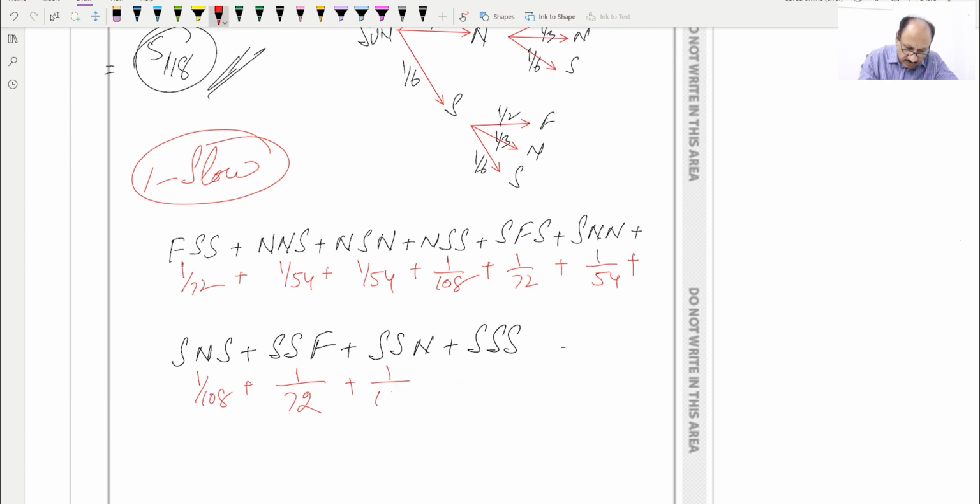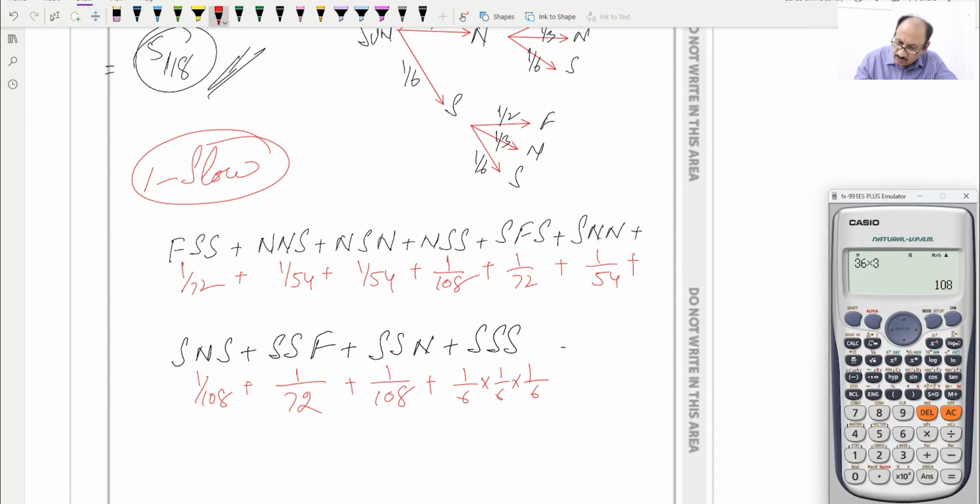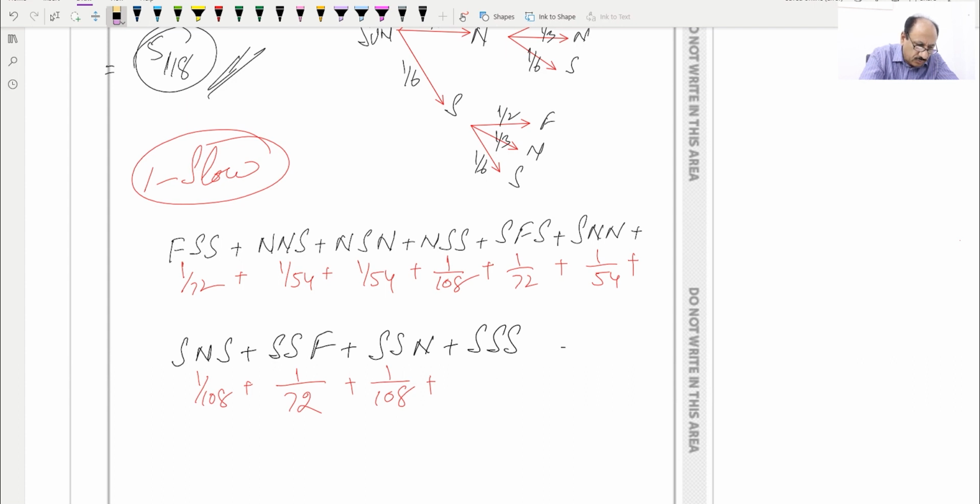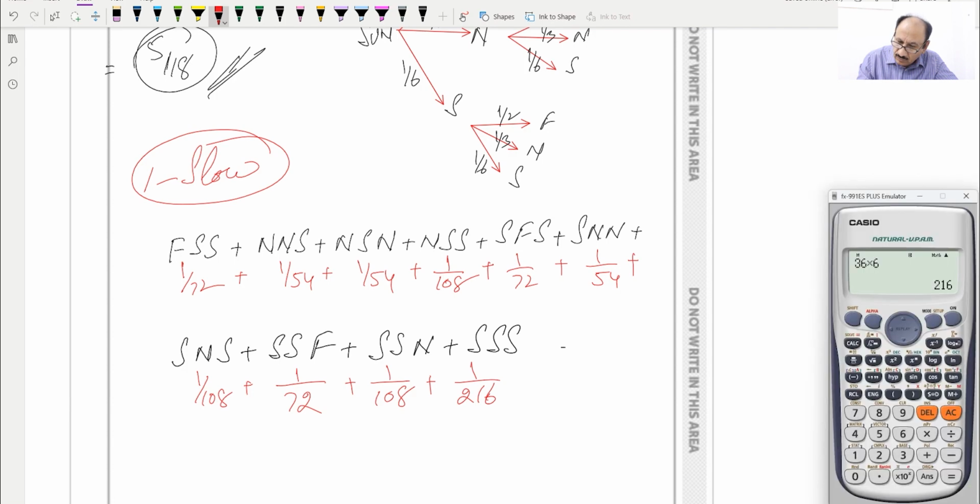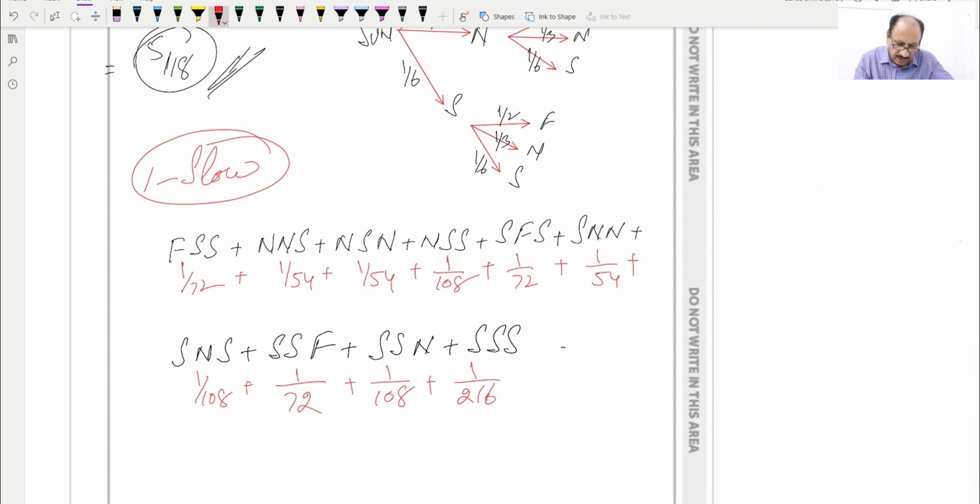So 1 over 108 plus, all three slow will be 1 by 6 into 1 by 6 into 1 by 6, 36 into 6. So 36 multiplied by 6 will be 216. So we can write 1 over 216. This one, yes. So now we can add all these probabilities and we will get the answer.